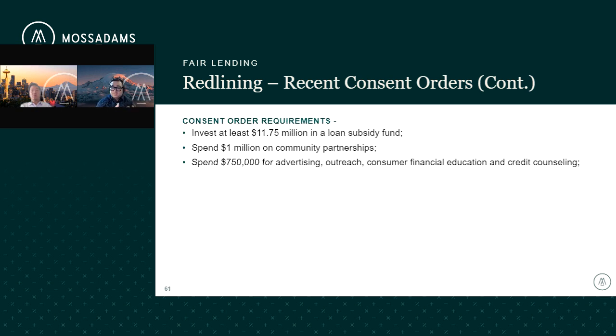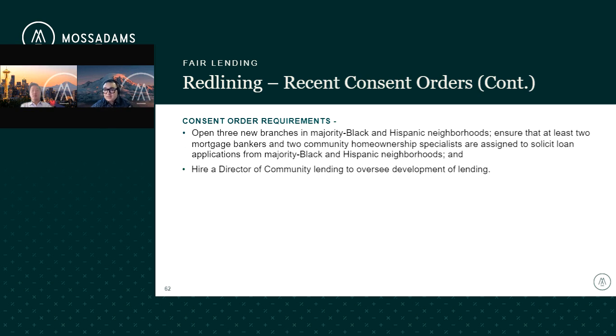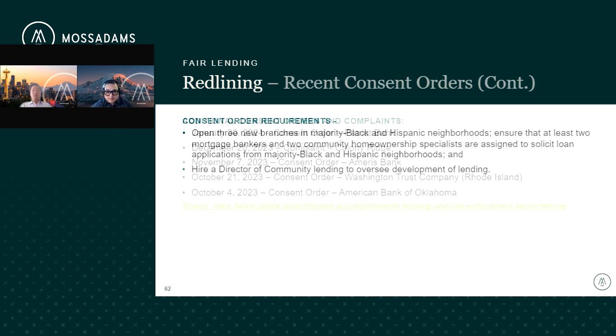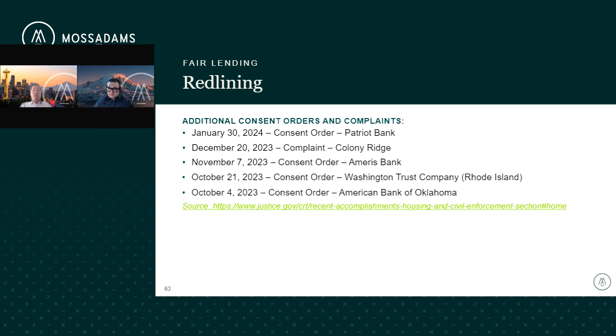Consent order: invest at least $11.75 million in a subsidy fund, spend $1 million on community partnerships, $750,000 for advertising, outreach and education, open 3 new branches in minority areas, hire a director of community lending to oversee the process. And, again, this was just illustrative.